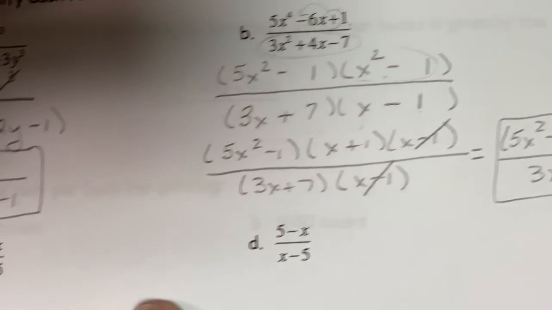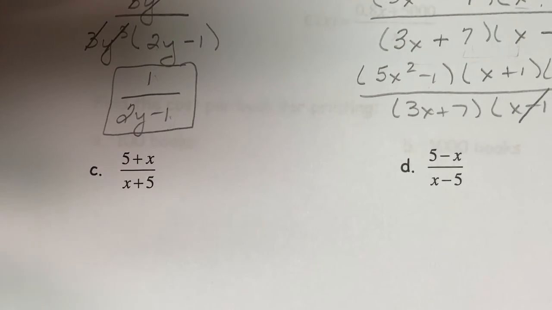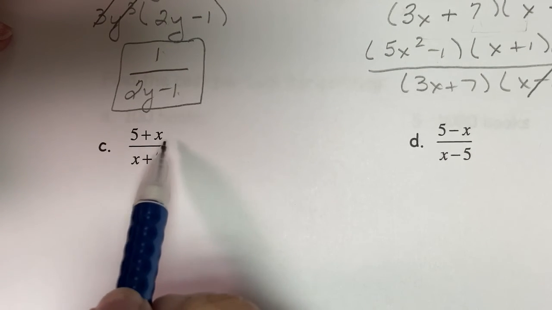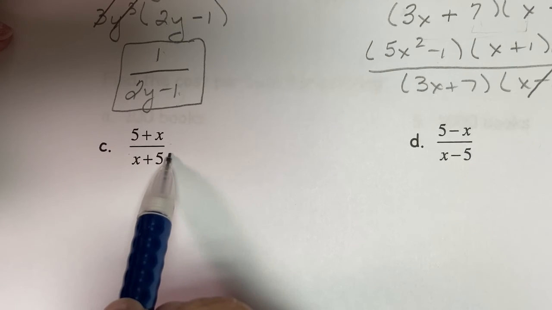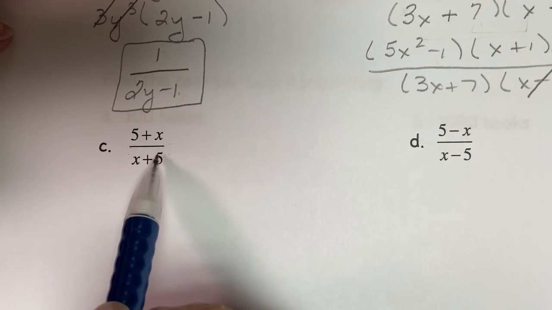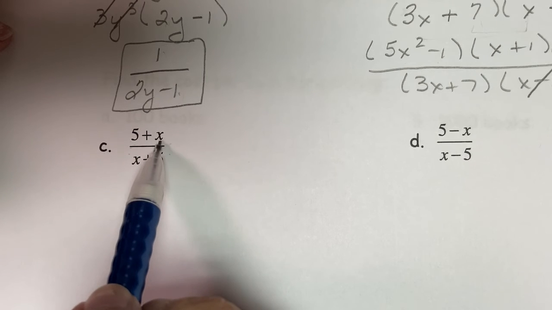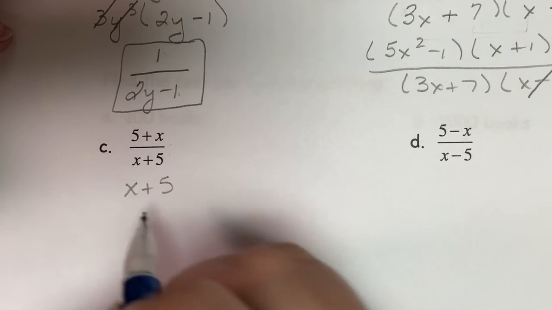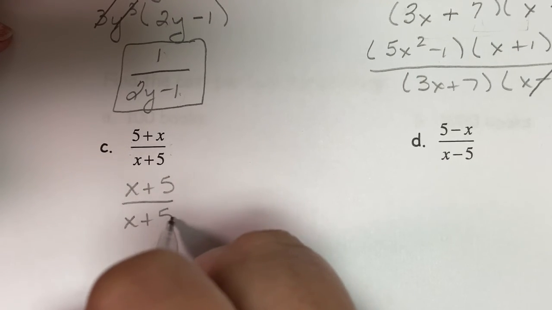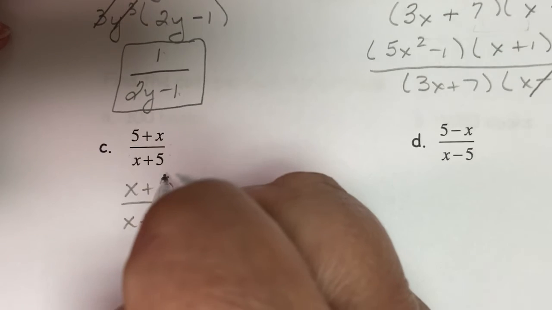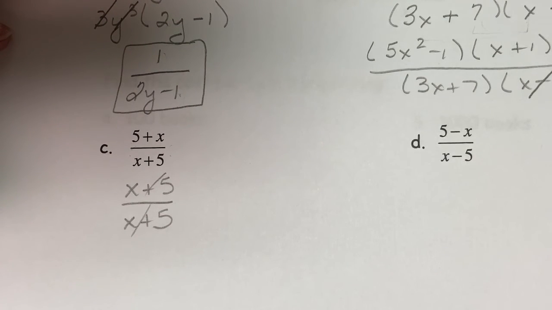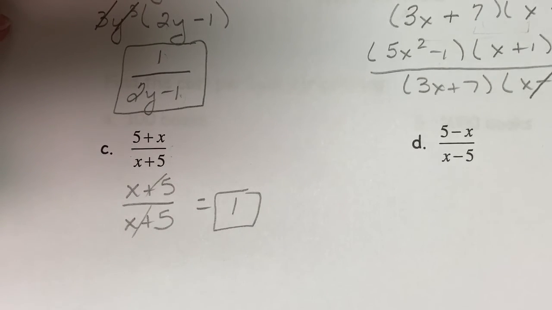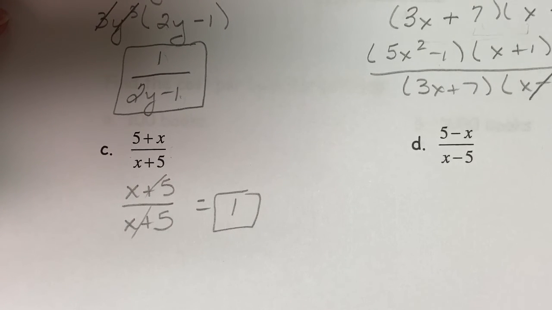Okay, so let's look at C and D. These are interesting. So if we look at C, first of all, remember that addition is commutative. In other words, it doesn't matter what order you add two things in. So this top can be written as x plus 5, and the bottom is also x plus 5. So don't these simply cancel? What is anything divided by itself? It is 1.